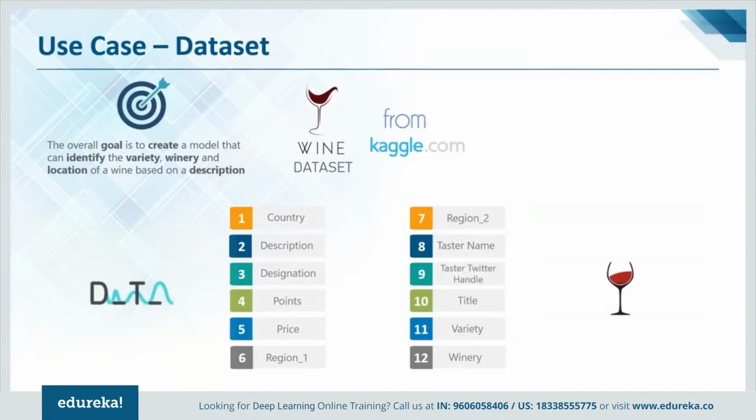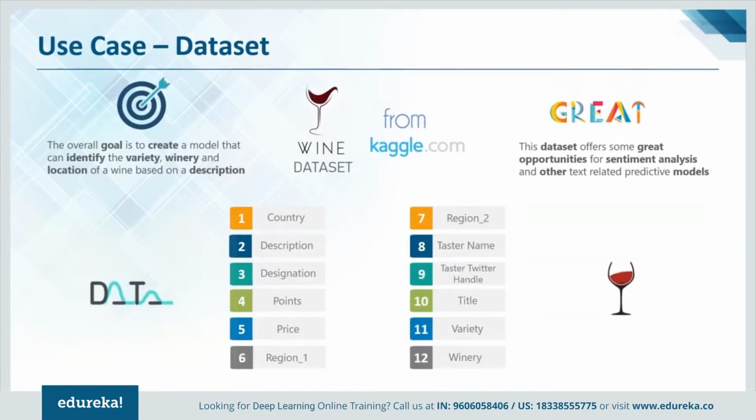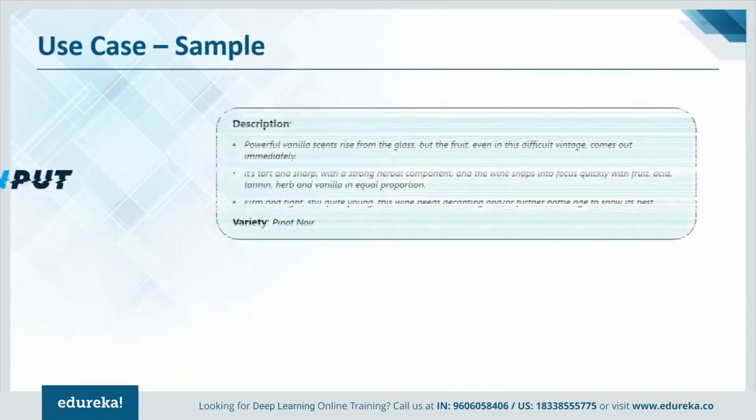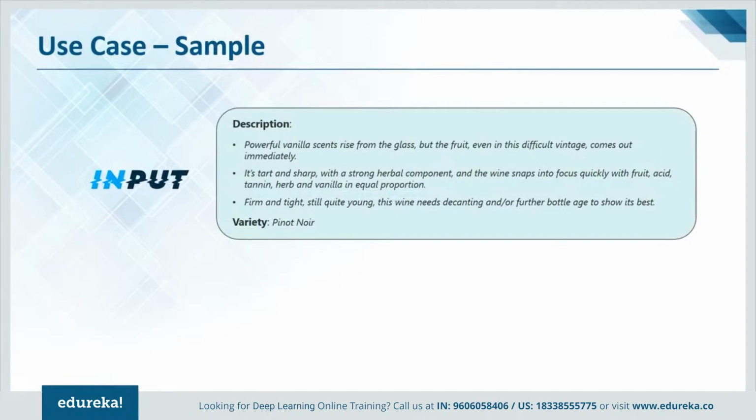Guys, the overall goal here is to actually create a model that can identify the variety, winery and the location of a wine based on the description alone. And this dataset offers some really great opportunities for sentiment analysis and other text-related predictive models as well. So now that that's clear, we need to take a look at the sample data case. So here we have a description for the wine such as scent, if it's tart, firm or needs more decanting, etc. So this forms our input for the model, guys. And the output our model provides just from all of this textual information is the pricing that it predicts. How cool is that, guys?